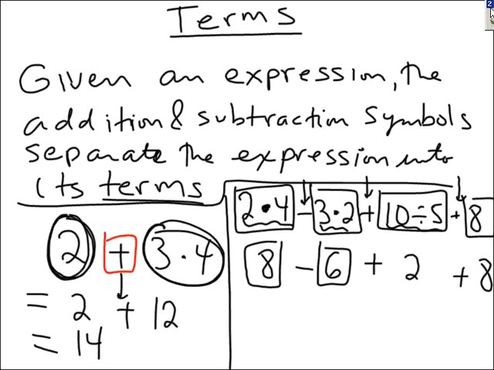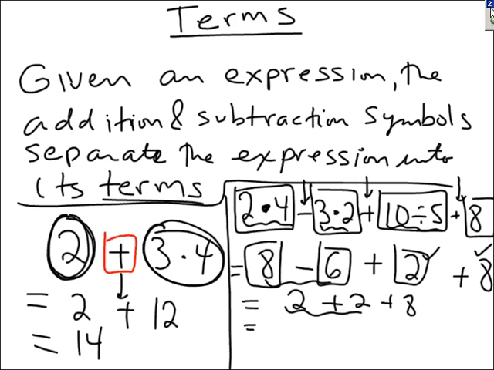It's no longer 3 times 2. It's no longer 10 divided by 5. It's just a number. And you do it. 8 minus 6 is 2, plus 2, plus 8. 2 plus 2 is 4, plus 8. Final answer is 12.